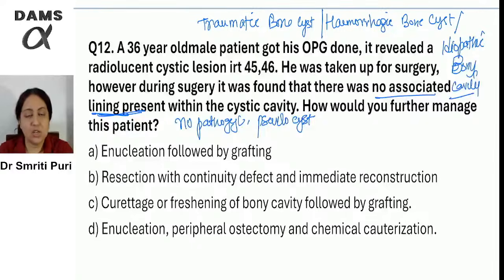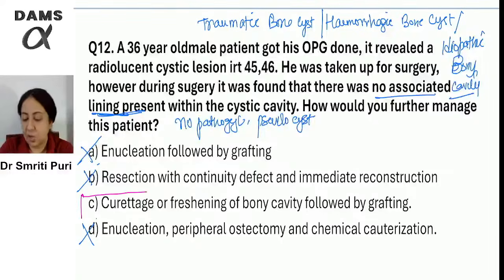So option A, enucleation followed by grafting. There is nothing to enucleate. B, resection with continuity defect and immediate reconstruction. Again, there is no pathology, so why would you do a resection? Resection is usually done for tumors which are aggressive in nature or for malignancies. C, curettage or freshening of bony cavity followed by grafting. Yes. D, enucleation, peripheral ostectomy and chemical cauterization. Again, there is no pathology. Why would you do that?